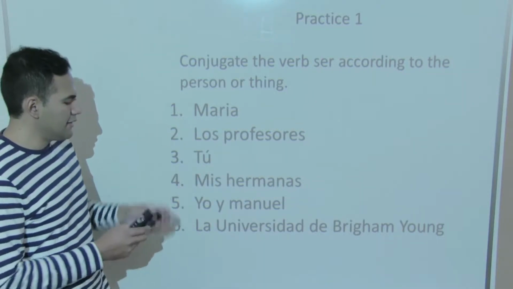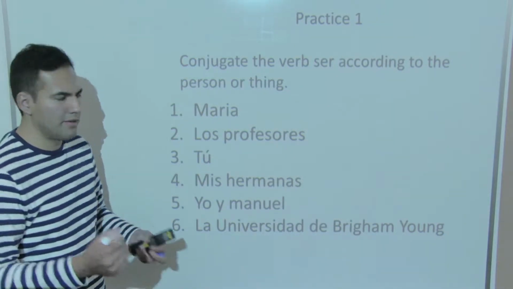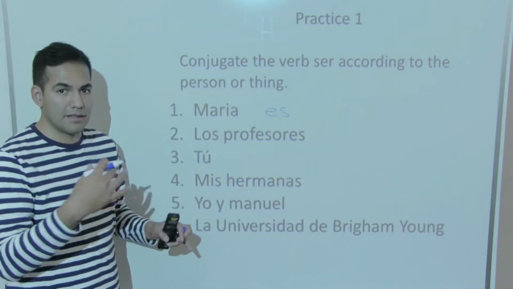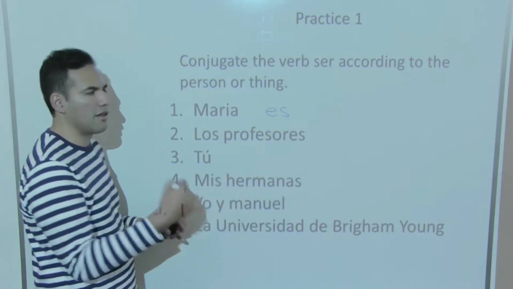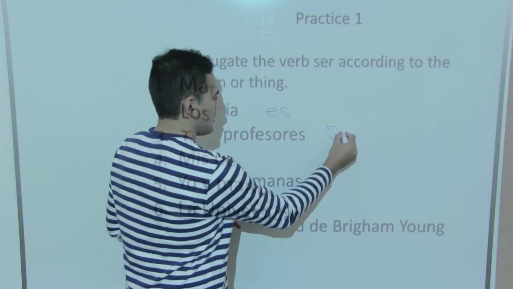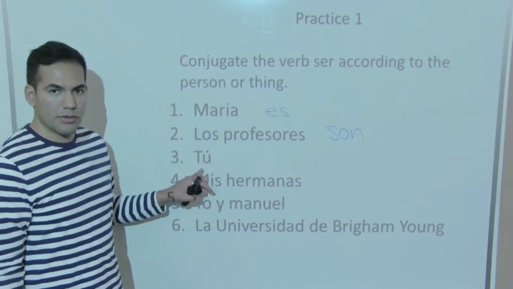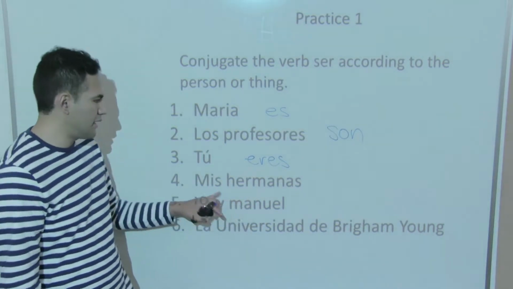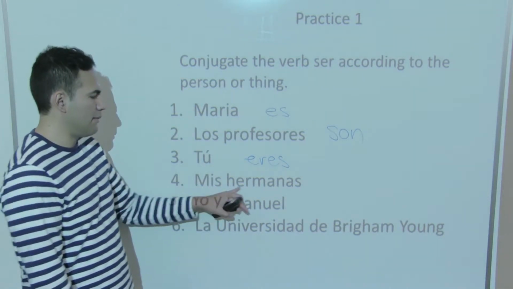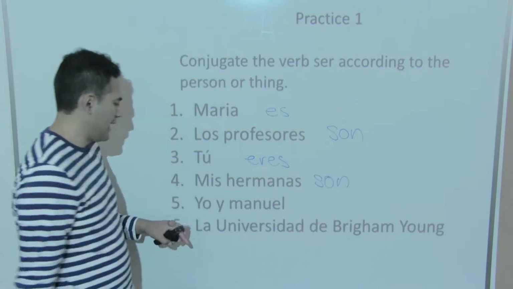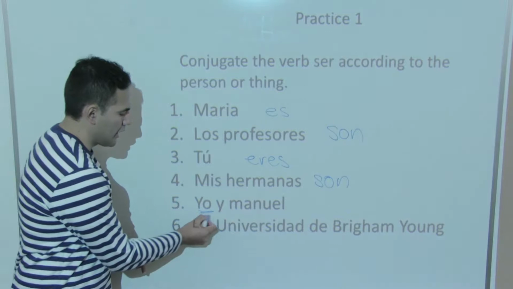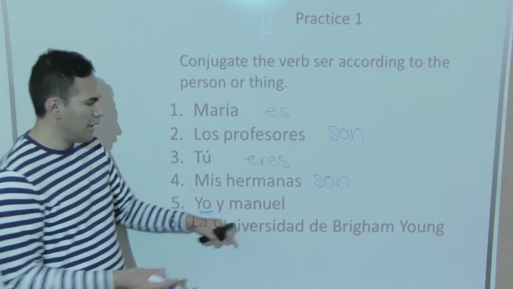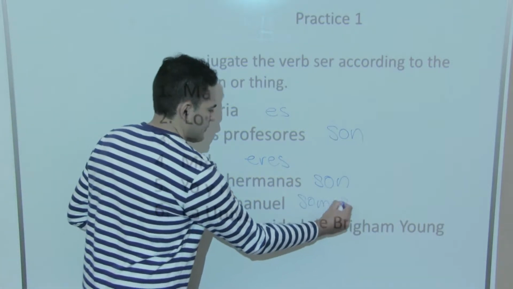Okay, so let's start with Maria. So the right conjugation of the verb ser will be María es, right? Los profesores, since it's plural, we're going to use the plural form for the third person, which will be son. Next one, tú, we're going to do eres. Mis hermanas, we're going to use the third person plural. Mis hermanas son. Yo y Manuel, remember here you're included in the sentence, so then you have to talk about yourself too. Yo y Manuel somos, right?